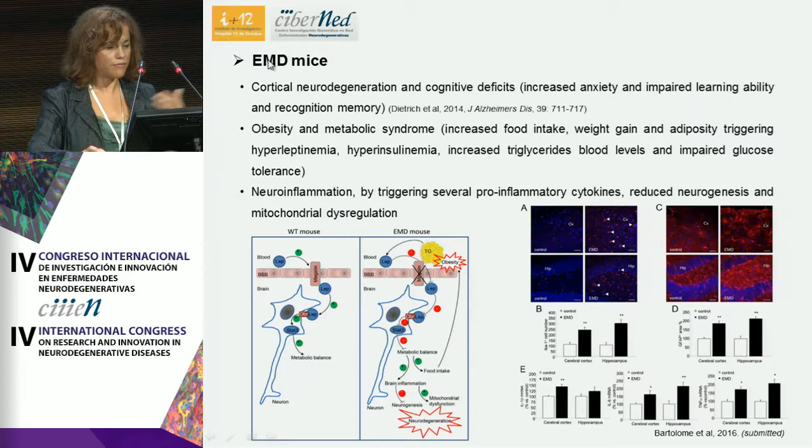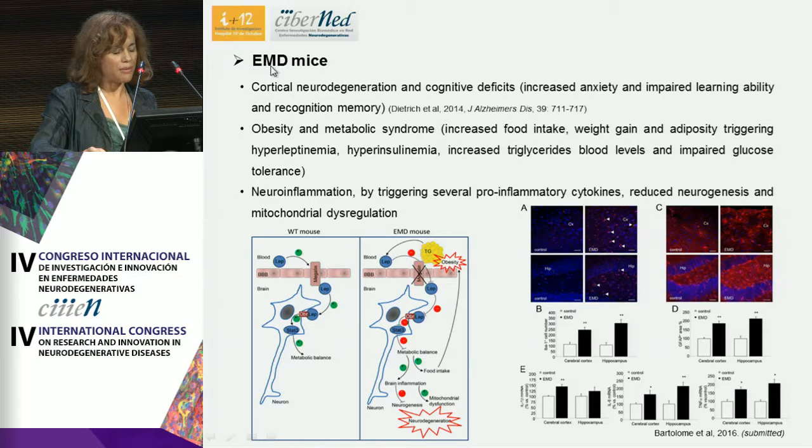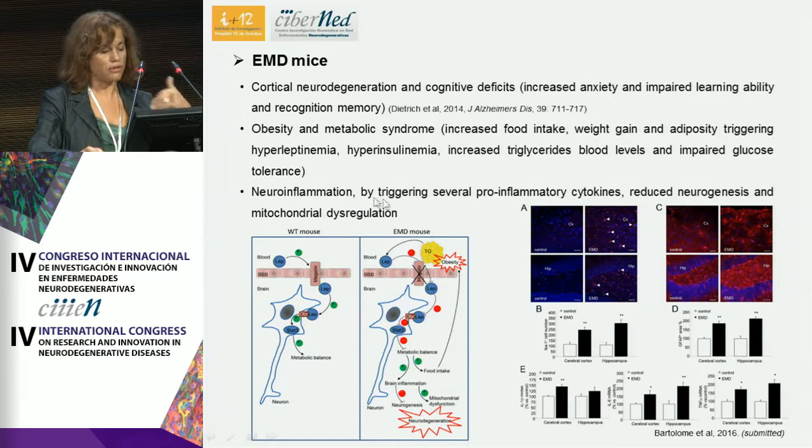In this other study from our group, we tried to explore this hypothesis, and we used these transgenic mice, deficient in megalin in endothelial cells, previously reported as a model of neurodegeneration with cognitive deficits, and more recently, we found that these mice exhibit obesity and metabolic syndrome, and neuroinflammation, with an increase in pro-inflammatory cytokines, reduced neurogenesis, and mitochondrial dysregulation. Then we can suggest AD-like pathology.